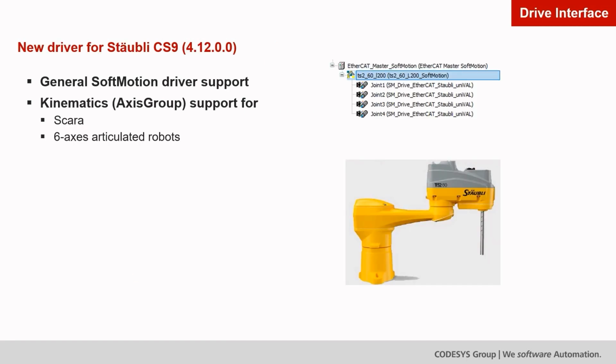Let's start with the new driver for the Stäubli CS9 robot controller. We've added SoftMotion support there, and you can attach the device to the EtherCAT master and have the SoftMotion axis below it as you're used to. In this model we have 4 axes. In addition, there are own pre-configured axis groups for individual models like this one.